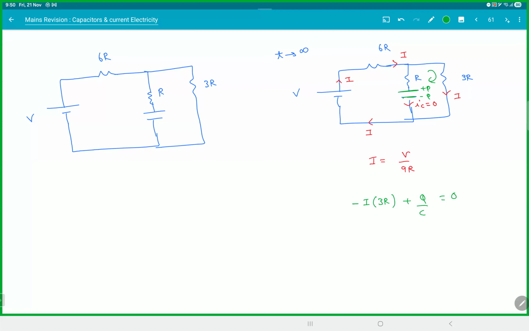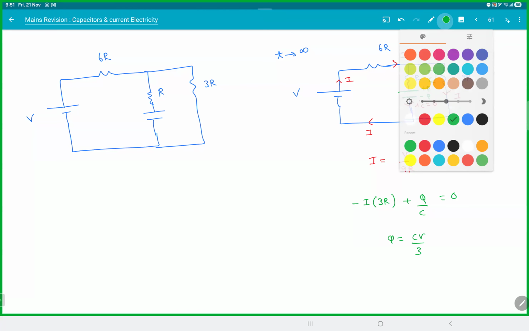Clear with this? You just assume there is no current in that branch, but write your circuit normally. Okay? And then you'll get Q is equal to I into 3R. That will be CV by 3. This is your final charge. All clear with that? So then you're done.